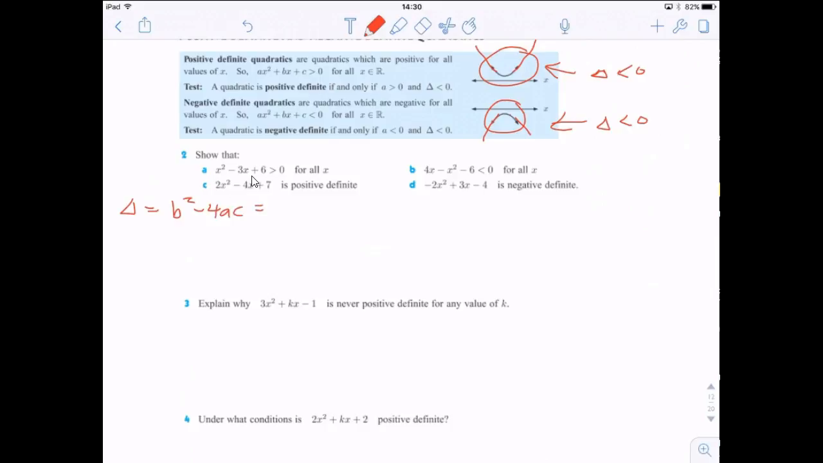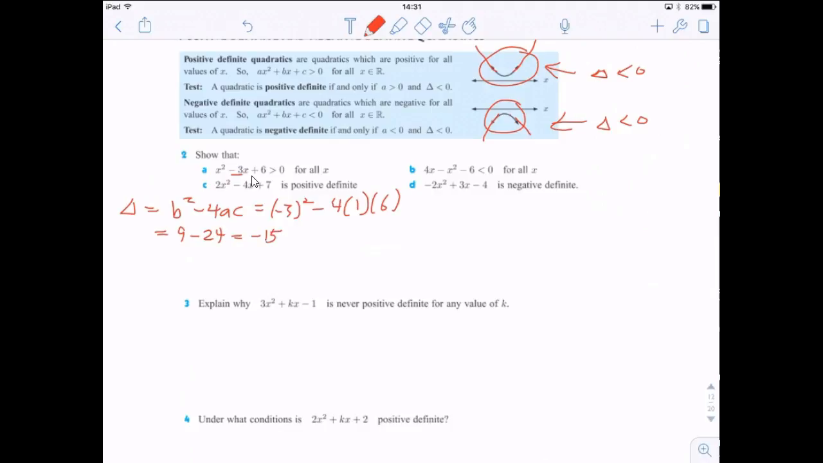And then the b squared value is negative 3, so it's negative 3 squared, minus 4 times a, which is 1, times c, which is 6. Okay, and then I'm going to put 9 minus 24. And then that's going to be negative 15.